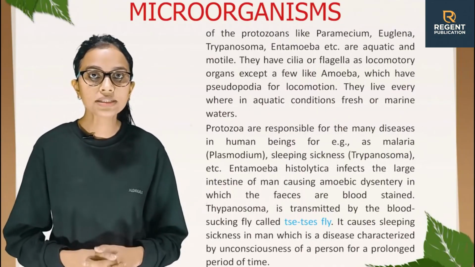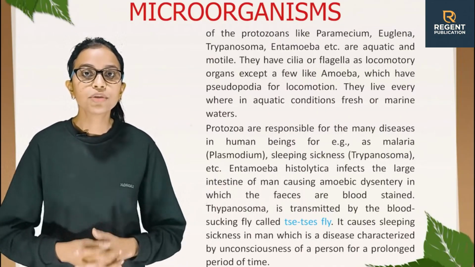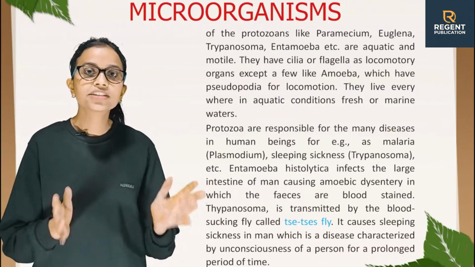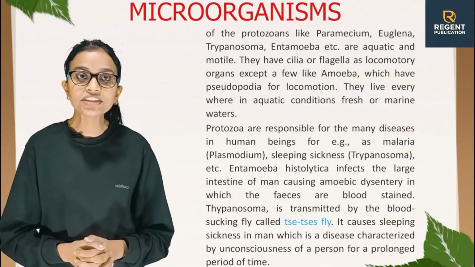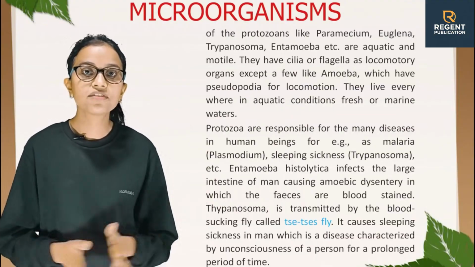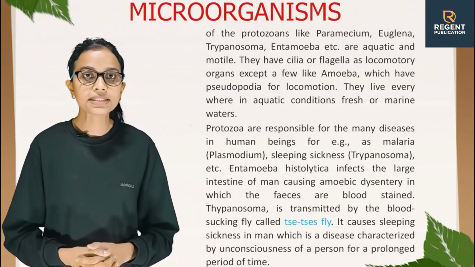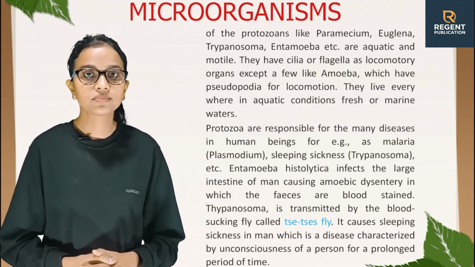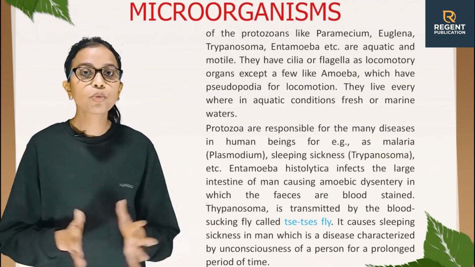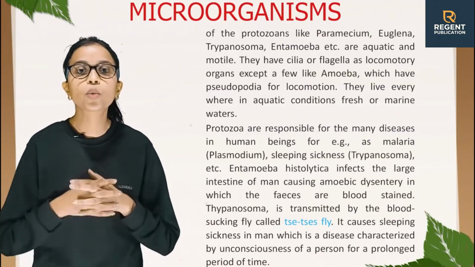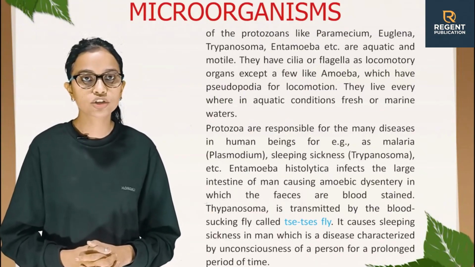Most of the protozoans like Paramecium, Euglena, Trypanosoma, Entamoeba, etc. are aquatic and motile. They have cilia or flagella as locomotory organs, except a few like amoeba, which have pseudopodia for locomotion. They live everywhere in aquatic conditions, fresh or marine waters.